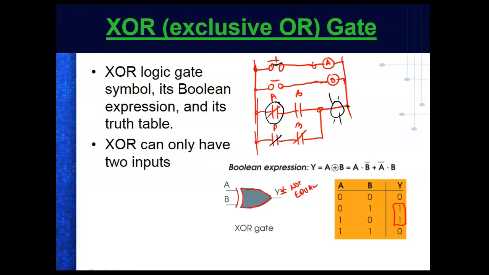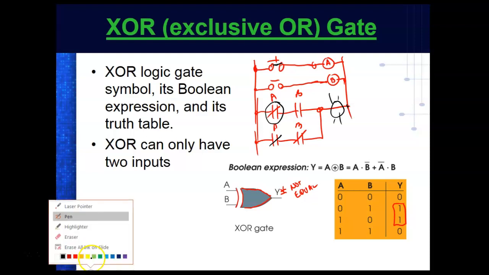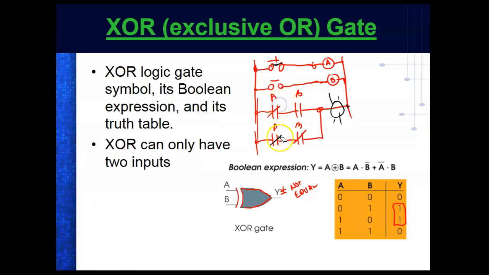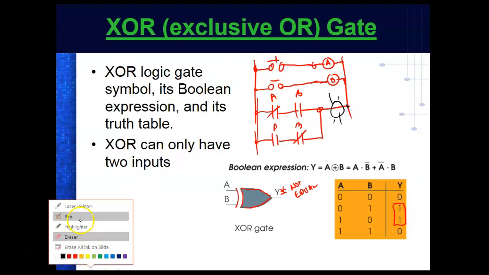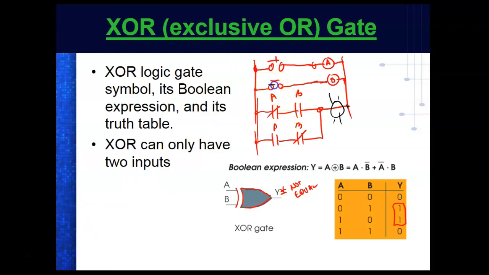So let's say I let go of A, and let's say I press B. A is normally closed, so this right here would close, and this would open. But now we've got a path right here, and the light would be on, and they are not equal. So now B is true and A is false.